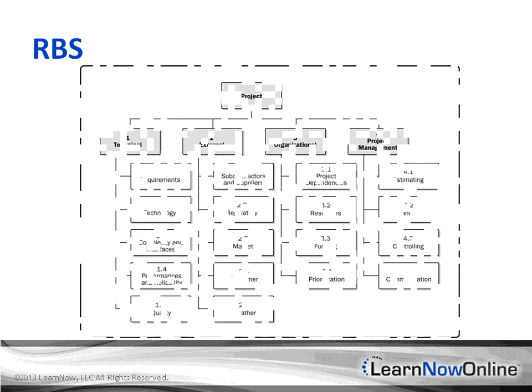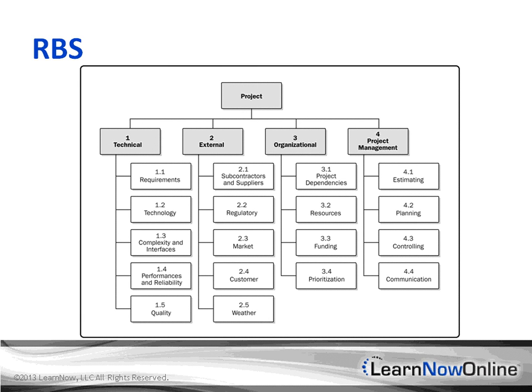A risk breakdown structure is a documented breakdown of identified project risk. The risks are represented in a hierarchy according to the category assigned. The RBS is similar to a WBS in that the risks are categorized and arranged within a hierarchy to help project managers manage risk at a more detailed level.